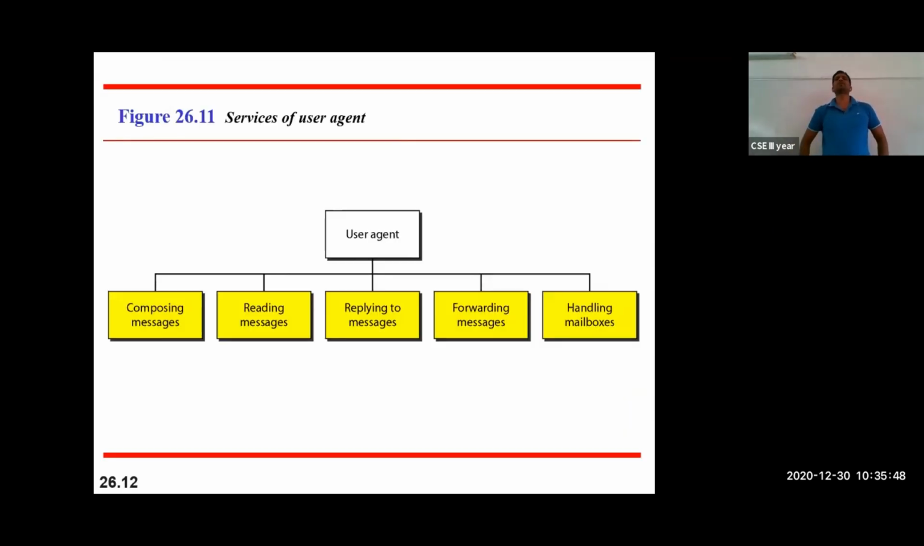So now let us start with the user agent. I now have three components to discuss: user agent, mail transfer agent, and mail access agent, and I also have to give you the structure of email. These four things will finish email. So, what is the user agent responsible for?